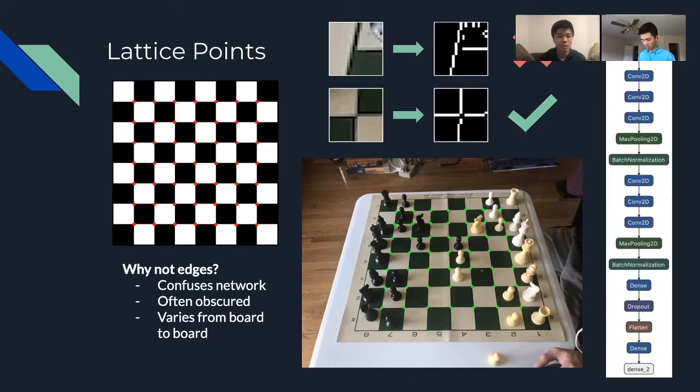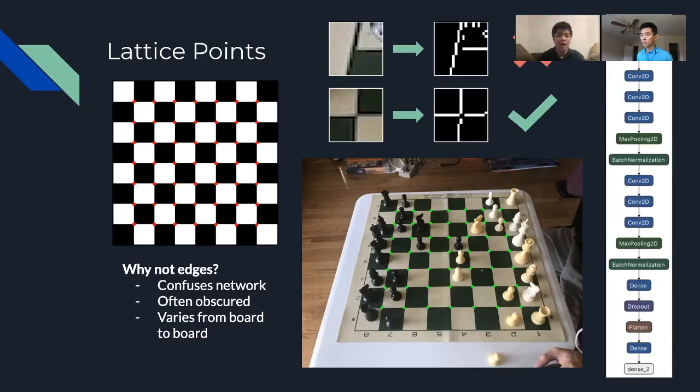Another reason is that the edges vary from board to board. For example, this board on the outside has letters and numbers, but other boards won't have those letters or numbers, and sometimes boards will have a different texture or color on the outside, further confusing our network.